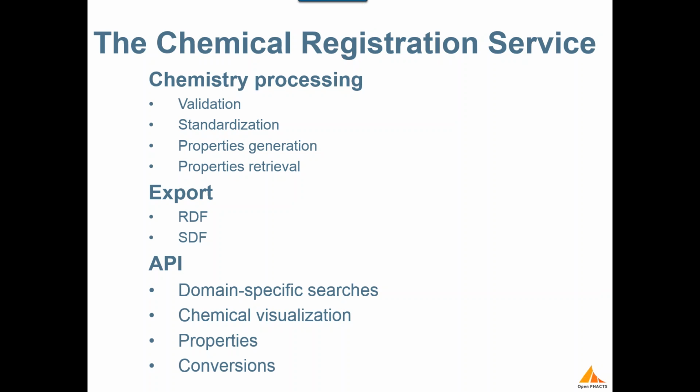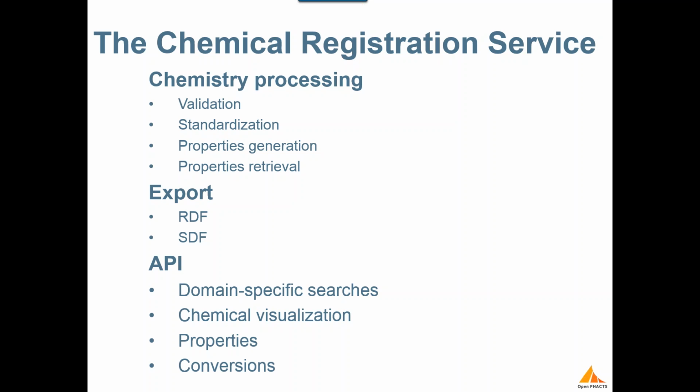Once all the substances have passed through the pipeline, we are able to export all the data that we validated, standardized, curated, and pulled the properties for. We export in two main formats. First, SDF, the same format that came in, but we add additional information that we received during the processing stage. We also export as RDF in triples form. That information further goes down to the Open PHACTS discovery platform.